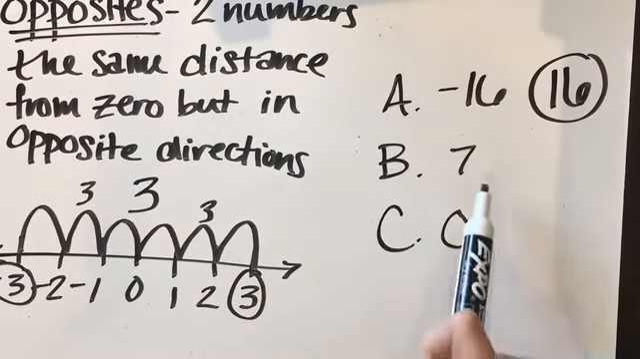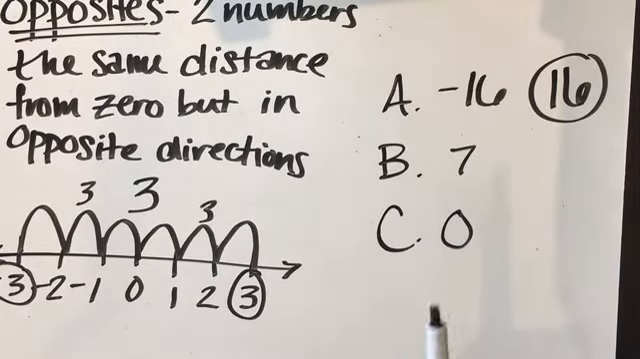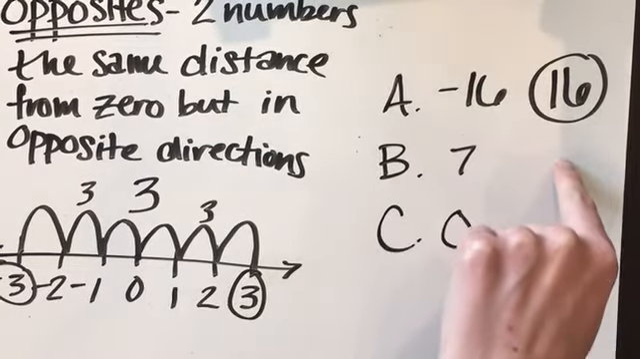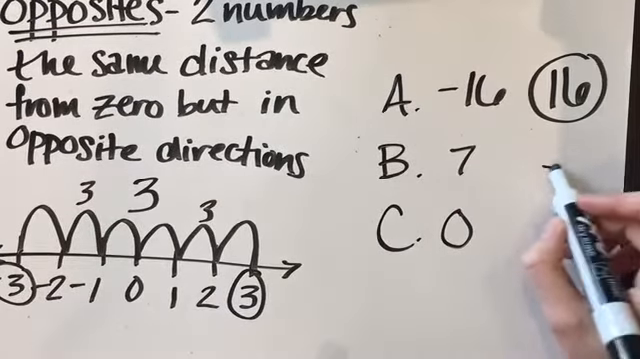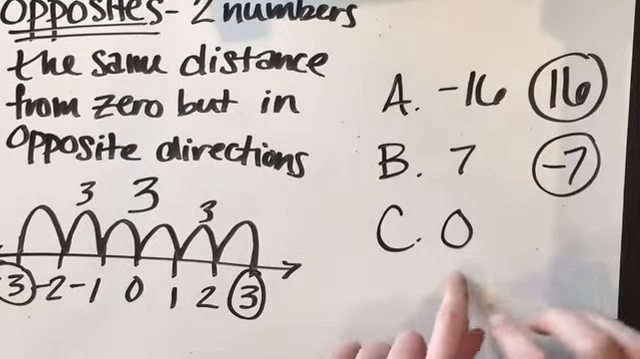Okay, what is the opposite of 7? Again, we just have to change the sign, right? -16, the opposite is +16. +7, the opposite would be -7. Now, what about 0? Here's a tricky one.